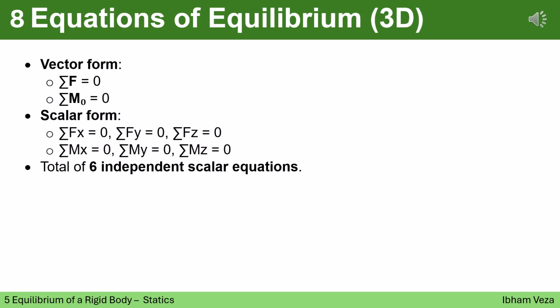Equations of equilibrium, 3D. In three-dimensional problems, equilibrium requires 6 independent scalar equations. 3 equations come from force equilibrium along the x, y, and z axes, while the other 3 come from moment equilibrium about those axes. Together, these equations ensure that the body neither translates nor rotates in space. The additional equations make 3D analysis more complex, but also more powerful.